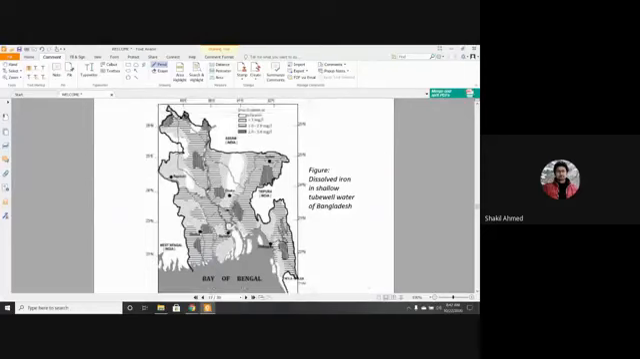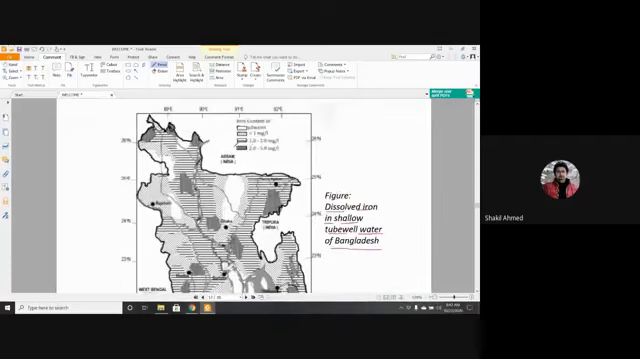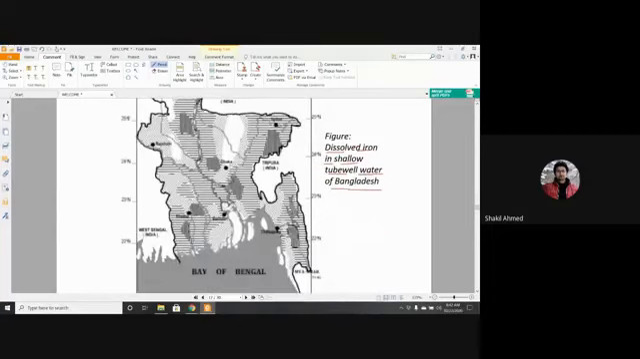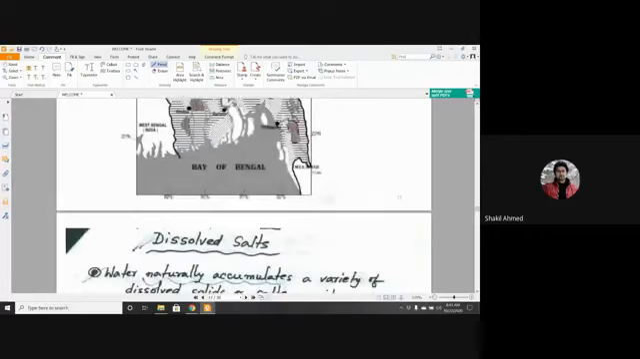Now let's look at the condition of iron in groundwater. This is the groundwater scenario in Bangladesh, dissolved iron in shallow tubewell water, not deep tubewell. If you look at this figure, this symbol stands for 2 to 5 mg/L. So this is unacceptable, and you have it here. So it's quite severe. As you can see, it's a problem.